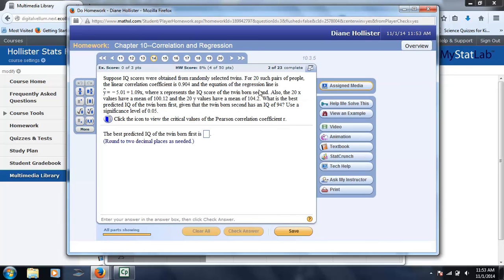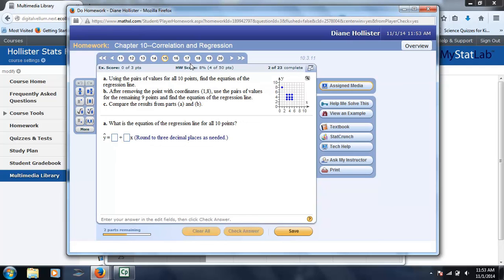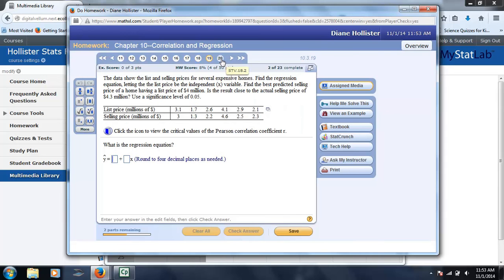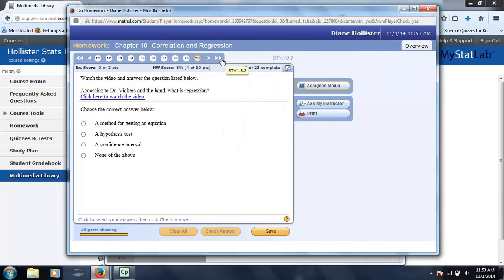Here's a predictor equation, and we have some values, and they want us to determine the best predicted value by plugging in. Another one with your little points. A couple more with those. Here's another one where you're going to find the correlation between systolic and diastolic, and find the regression equation right from StatCrunch. Here's one for listing and selling prices of houses.